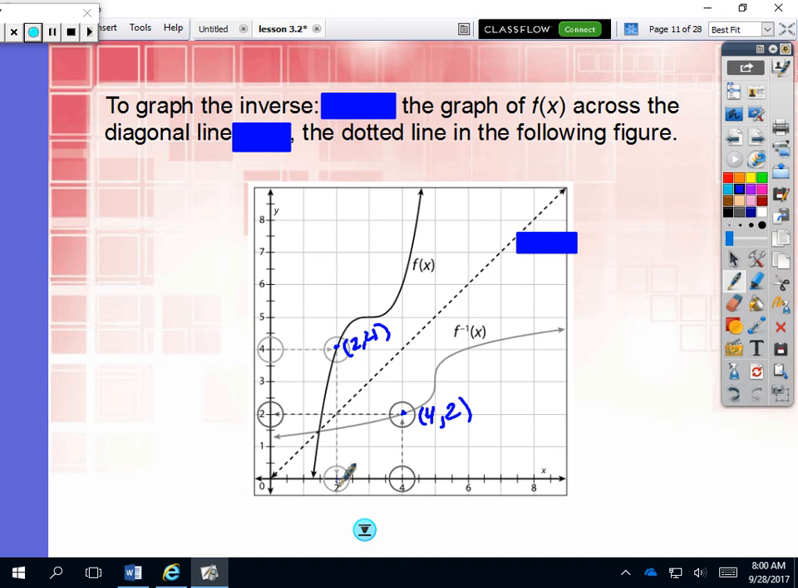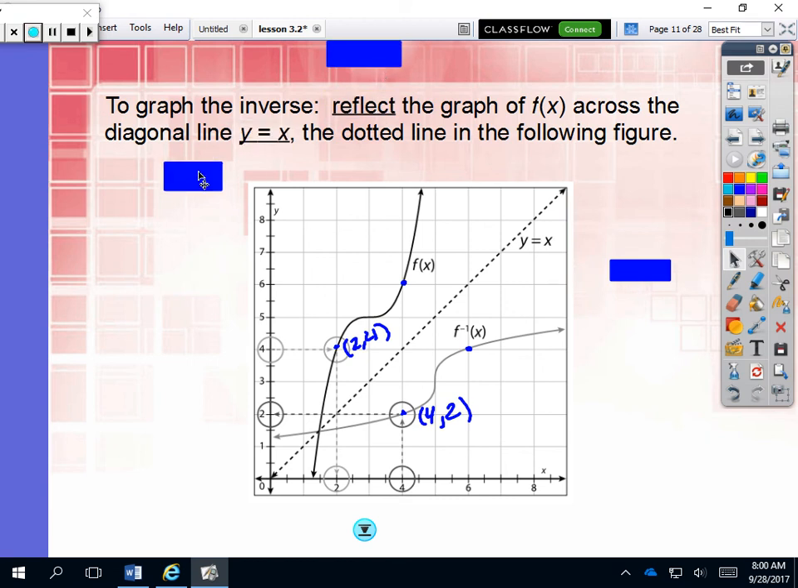And then find another point. Well, they use 2, 2. No. What did they use? 2, 4. Sorry. Another point on the graph, you might use this one, 6, 4. So it should be 4, 6. And that's also on the graph. So you can just switch the variables. So this is the line y equals x. Graph the inverse, reflect the graph across that line y equals x.